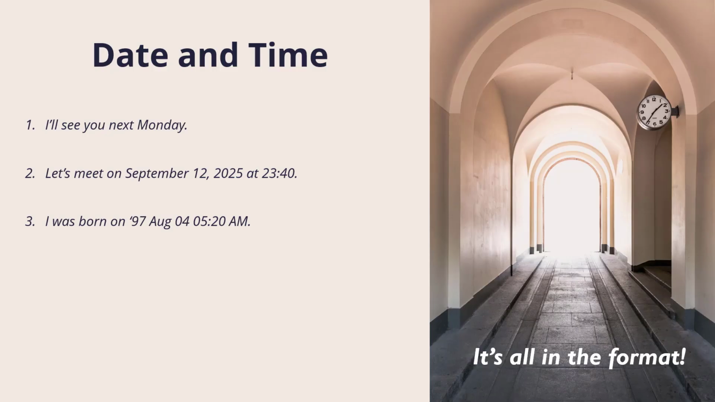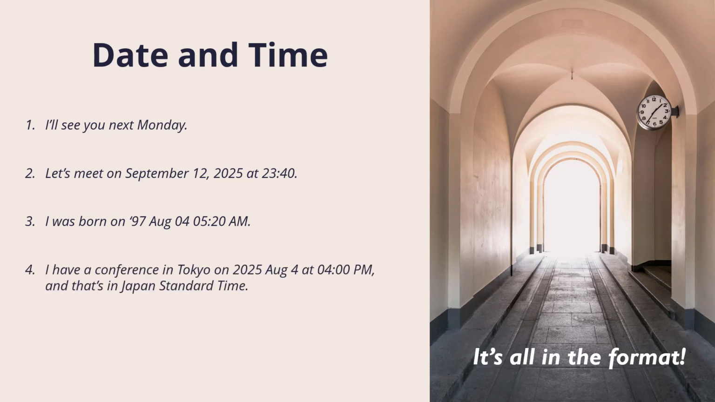Let's see another one. I have a conference in Tokyo on 2025 August 4th at 4 p.m. and that's in Japan Standard Time. One obvious difference here is that the time zone is specified. In all the other statements, some assumption has to be made about the time zone. Is this it? Do you notice any other difference?